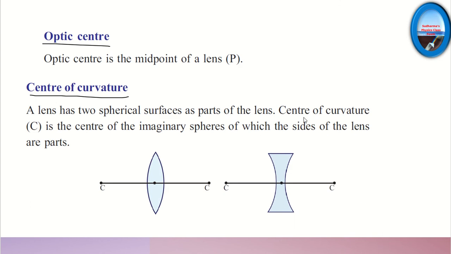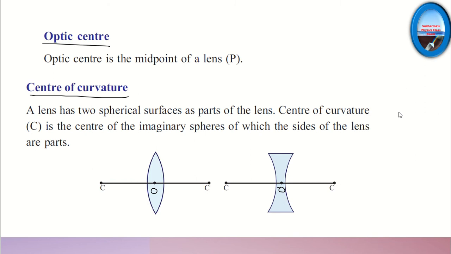So the center of the sphere of which the lens is a part is called the center of curvature. Now, let me call this the optical center, right? I repeat, you can mention it as P or O. In the CBSE textbook, you will see it as O, and in the Kerala State syllabus textbook, you will see it as P. Okay, so it doesn't matter. It's the center of that lens.